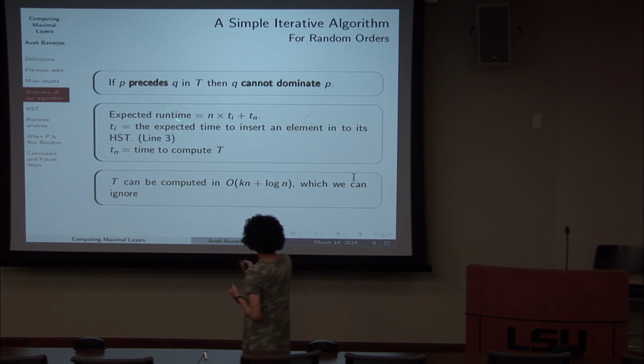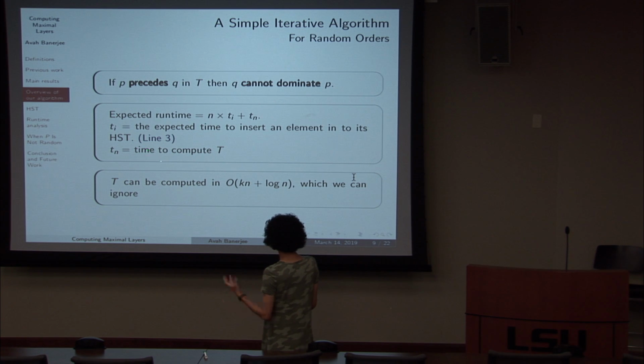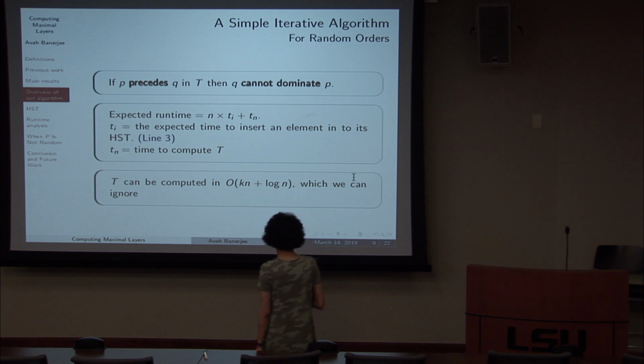So expected runtime is n times Ti plus Tn. Ti is the expected time to insert, which I have yet to define, where and how, and Tn is the time to compute T, which is to compute the sorted order. Computing the sorted order is kind of trivial because you just compute the max and sort normally. So it's kn plus n log n. Yeah, it should be n times k plus log n.